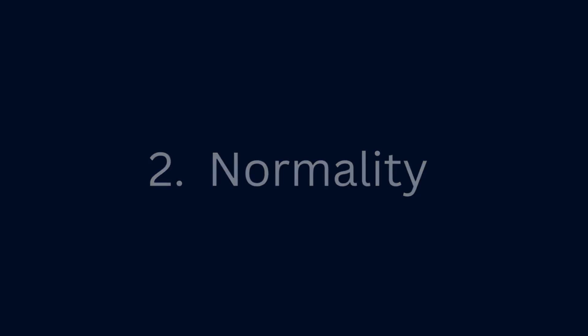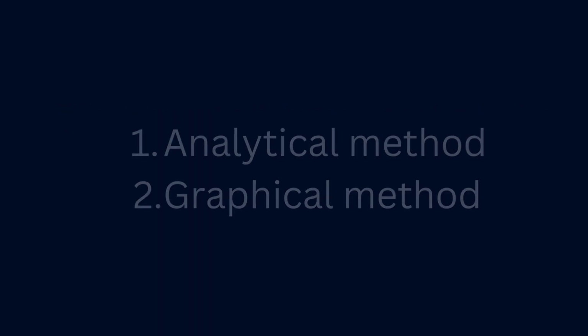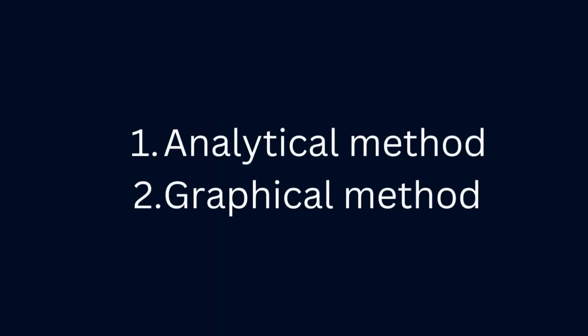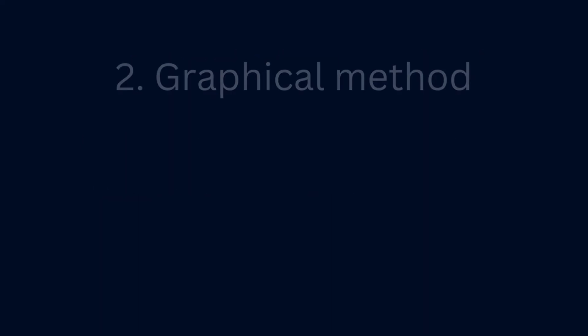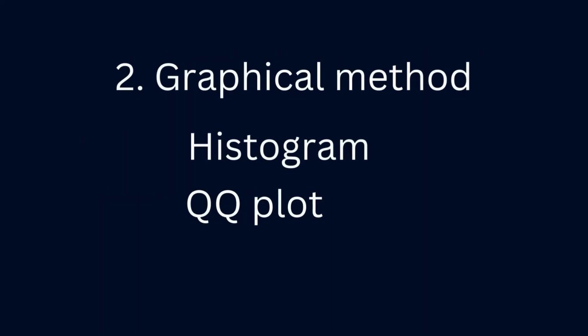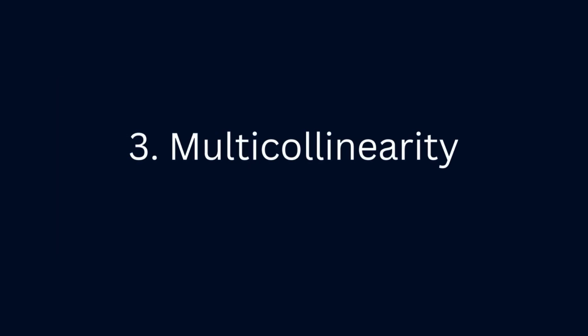Let's move on to normality. You have to determine if the dataset is normally distributed or not. There are 2 ways to determine whether a dataset is normally distributed: the analytical way and the graphical way. You can use the Kolmogorov test and Shapiro test as analytical methods, and you can use a histogram or QQ plot as graphical methods. The histogram and QQ plot are the simplest ways to determine whether your data is normally distributed or not.